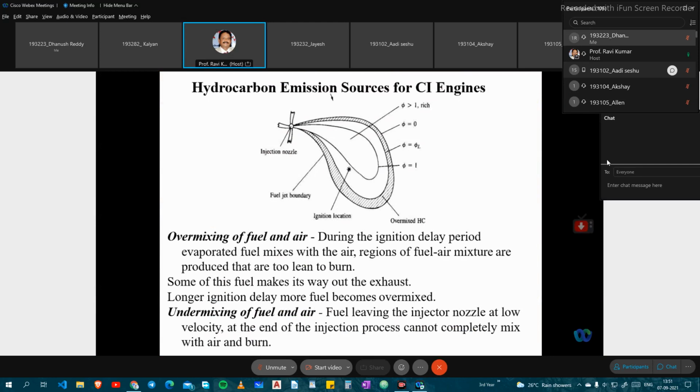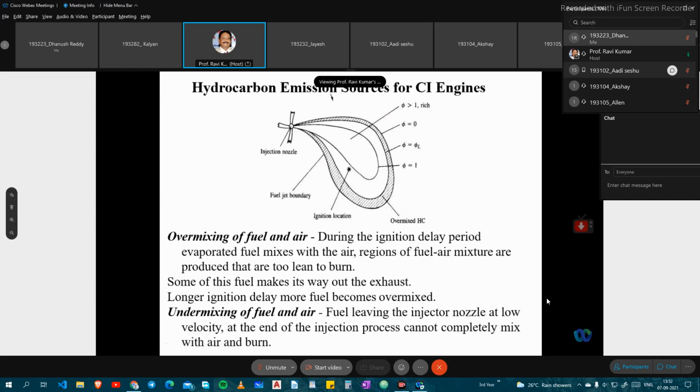Here you are seeing the picture of the fuel injector. From the fuel injector, the fuel spreads like a balloon, where we have the rich mixture, with equivalence ratio greater than 1 here, and less here. The injection nozzle and fuel jet boundary will be there, and the injection location also. And overmixed HC you can see here, in the layer shown by the dotted lines, the overmixing of the hydrocarbons.